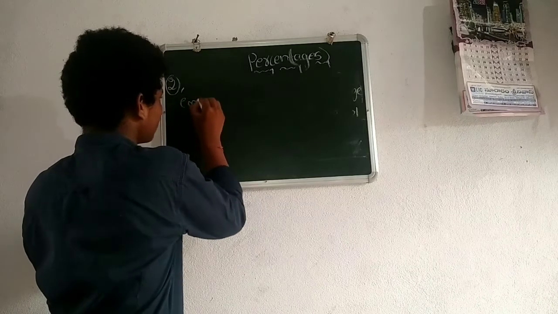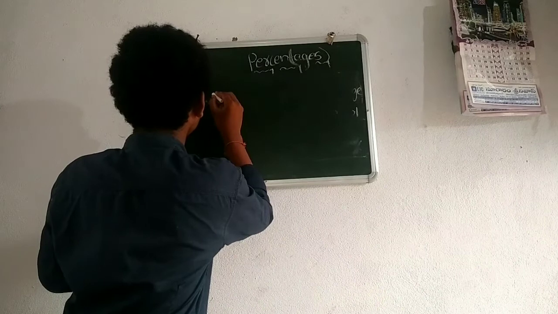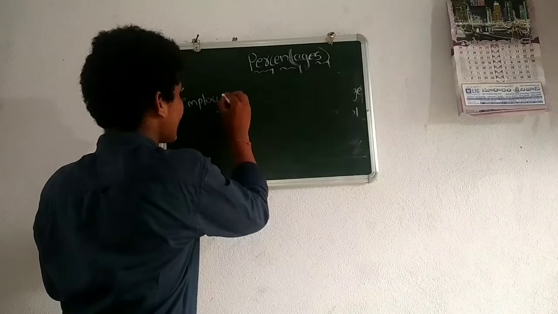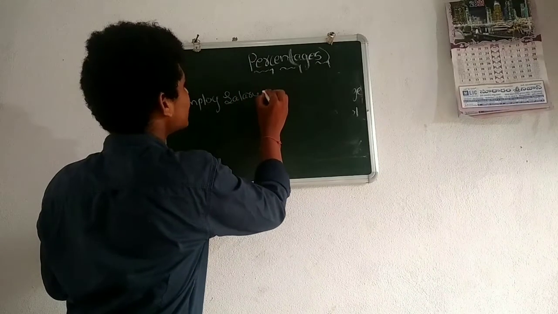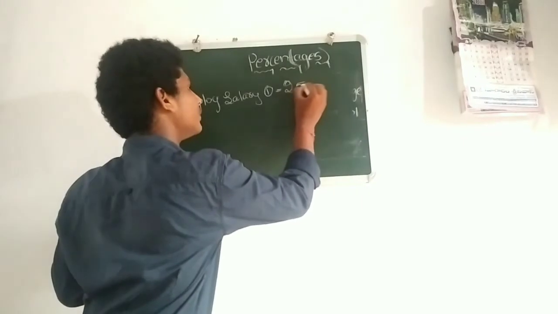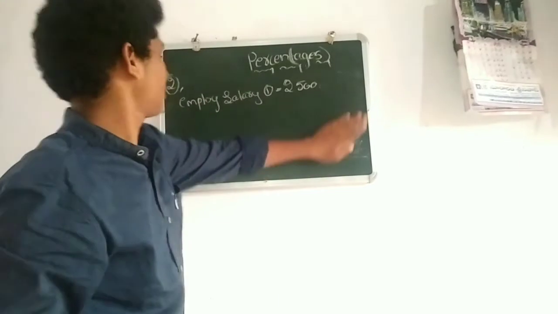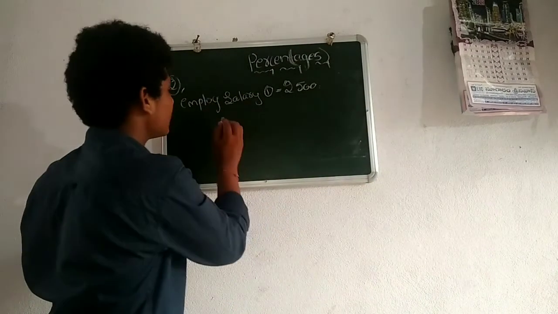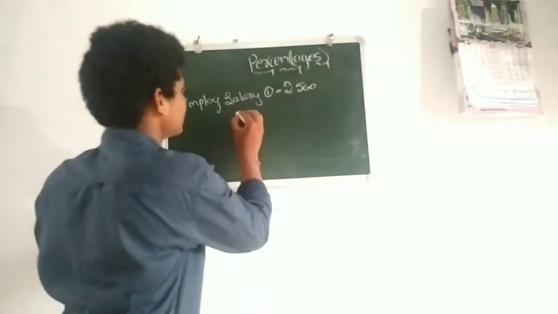Employee salary for 1 month is 25,000. Okay, 25,000. Next month he is going to get an increase of 5%.